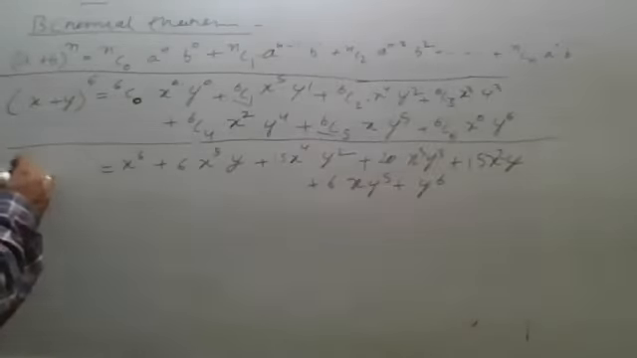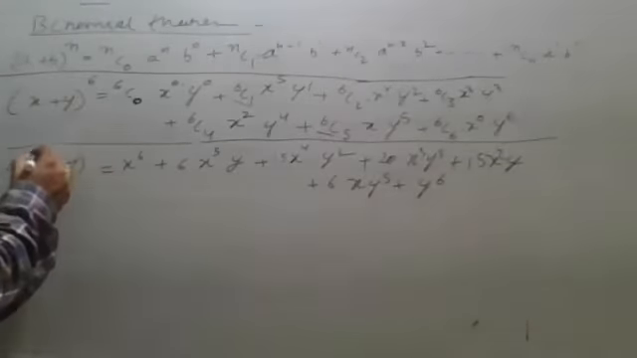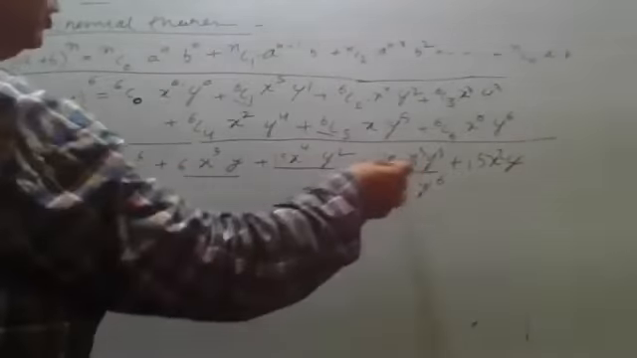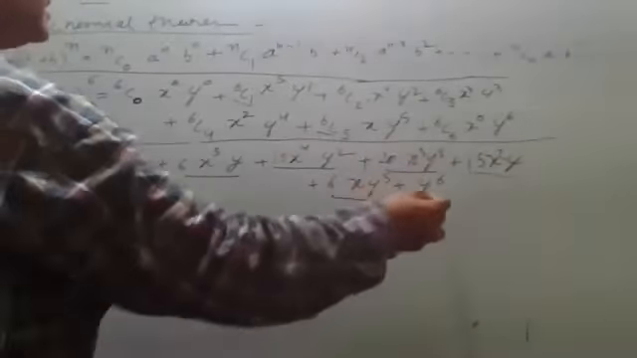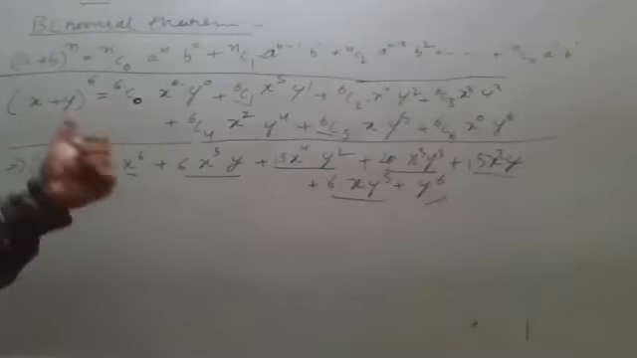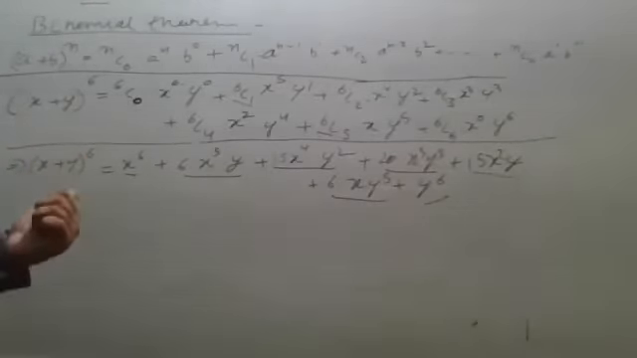Now count the number of terms in this. Count the number of terms in x plus y whole to the power 6. How many terms are there? 1, 2, 3, 4, 5, 6, 7. How many terms are there in the expansion of x plus y whole to the power 6? 7 terms. Means one more than the power.